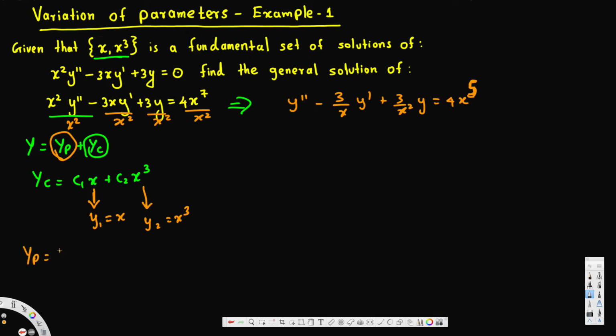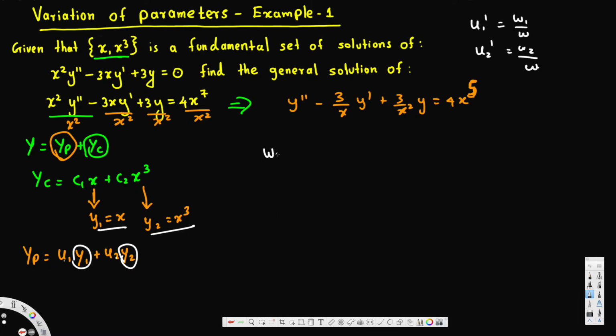The particular solution is going to be u1 y1 plus u2 y2. Here y1 and y2 are already known, so we have to find u1 and u2. The easiest way is to use the Wronskian. Using the Wronskian gives u1 prime is equal to w1 over w, and u2 prime is equal to w2 over w. Now let's see how to find w1 and w2.